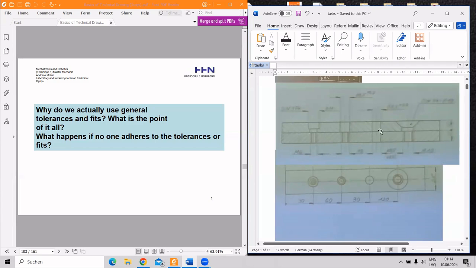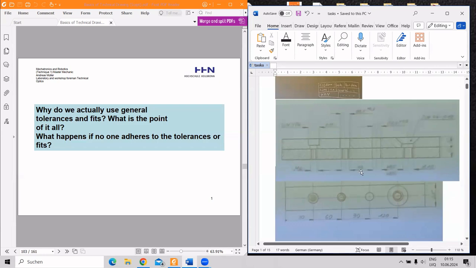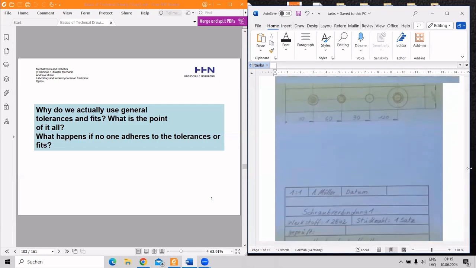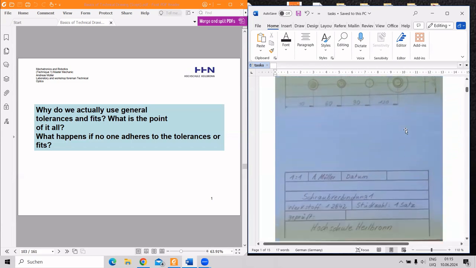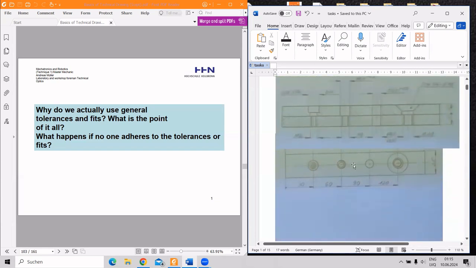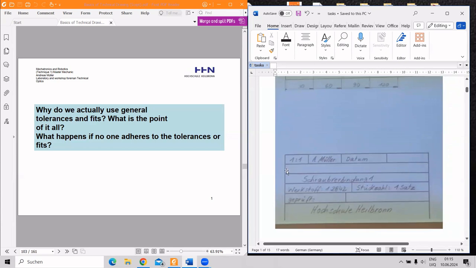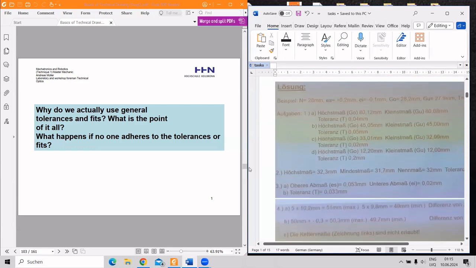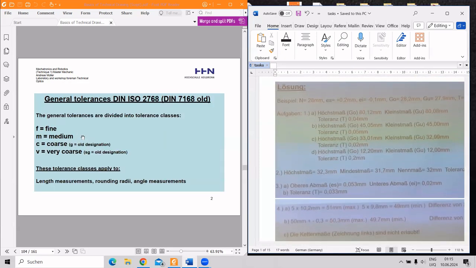Here are some examples. The solution of this task is of quite bad quality. Maybe I will add some better quality photos later. Yes, it's not quite good here. And just a standard table, but there's nothing difficult. And now we go to the tolerance chapter.